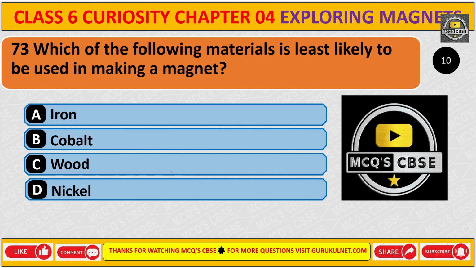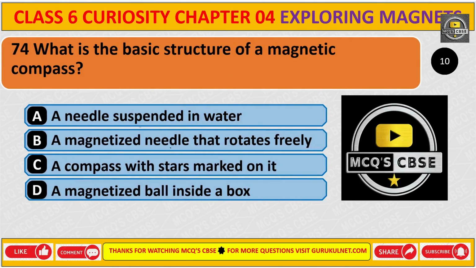Which of the following materials is least likely to be used in making a magnet? And the correct answer is C, wood. What is the basic structure of a magnetic compass? And the correct answer is B, a magnetized needle that rotates freely.